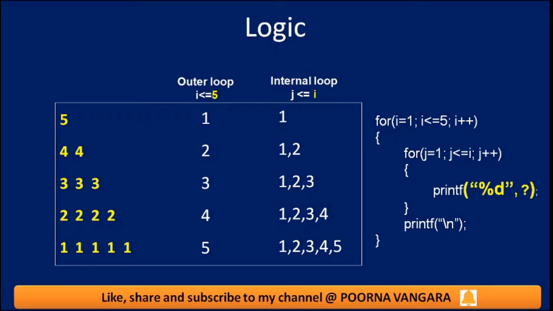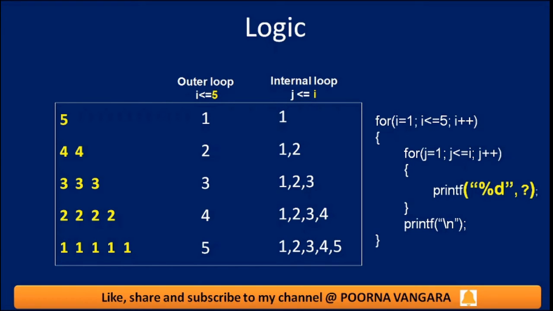So here, observe the pattern. In the first line, you need to print 5. In the second line, you need to print 4. How many times? 2 times. That will be taken care of by your internal for loop. You need not worry about the number of times 4 can be printed. That is taken care of by your internal for loop. But what character do you need to print? In the second line, 4. In the third line, 3. In the fourth line, 2. In the fifth line, 1. So simply I need to print 5, 4, 3, 2, 1, line by line.